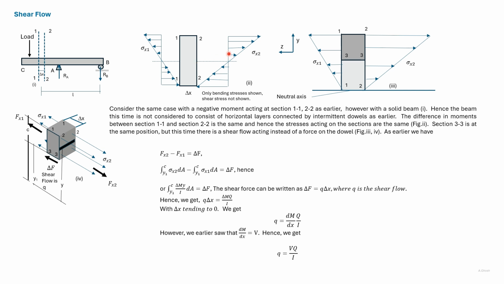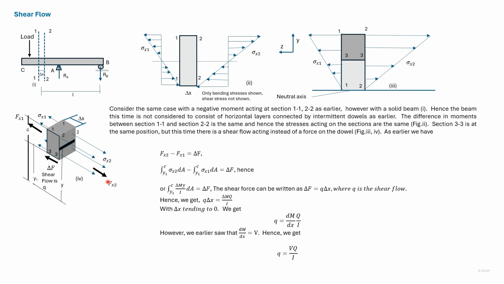As earlier discussed, the stresses on this side will be larger than the stresses on this side. Here we have shown portion of the beam along with the stresses above the neutral axis. As earlier, we considered a horizontal section 3-3. This shaded portion is shown in 3 dimensions here. We can consider a force Fx2 acting on the right side and a force Fx1 acting on the left side.